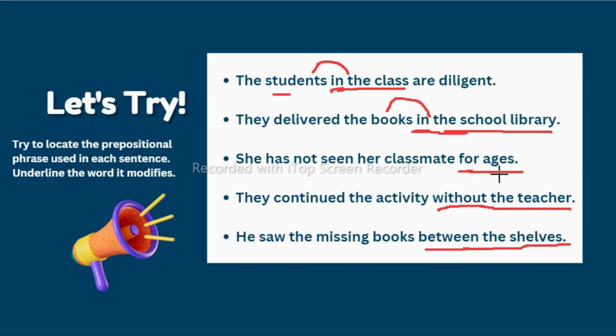Now for ages, what? You did not see her. They continued the activity without the teacher. Without the teacher, what? They did the activity. Between the shelves. What between the shelves? Books. So these prepositional phrases are modifying books. At the end of this video, I'll show you how to identify which part of speech the prepositional phrase is modifying.